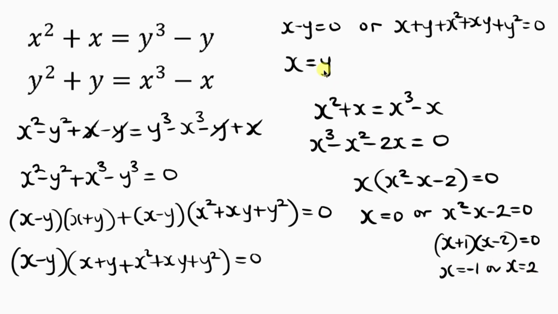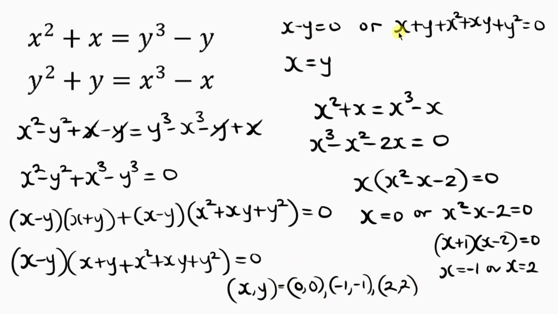And remember, we said x is equal to y. That means the values for x and y are, when x is 0, y is also equal to 0. When x is negative 1, y is also negative 1. And when x is 2, y is also 2. So these are the three solutions from this first case.